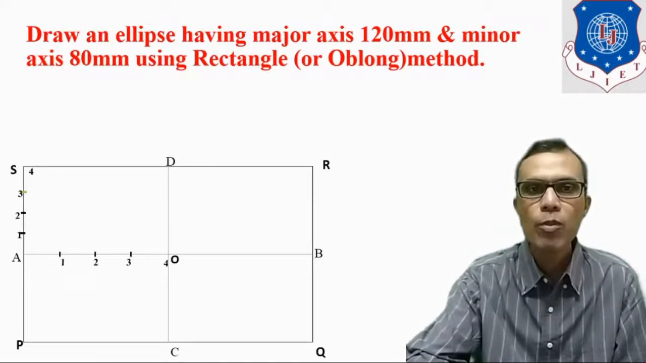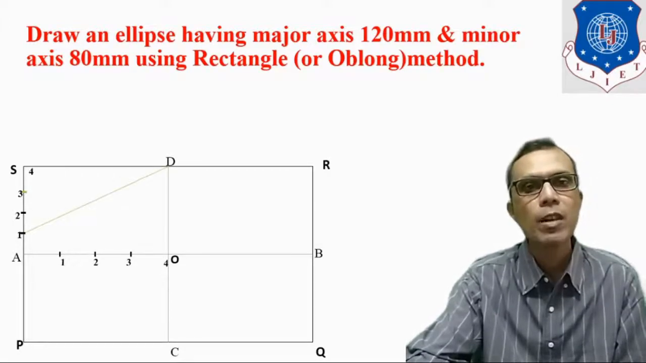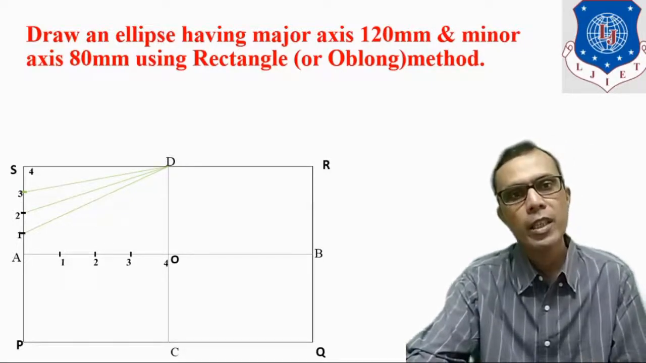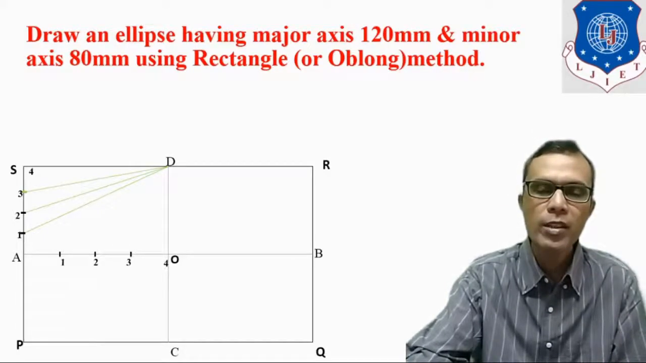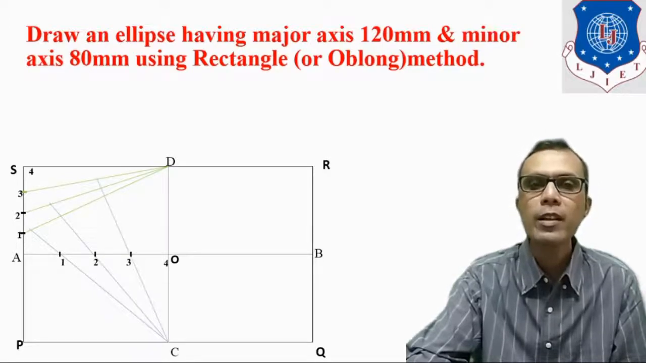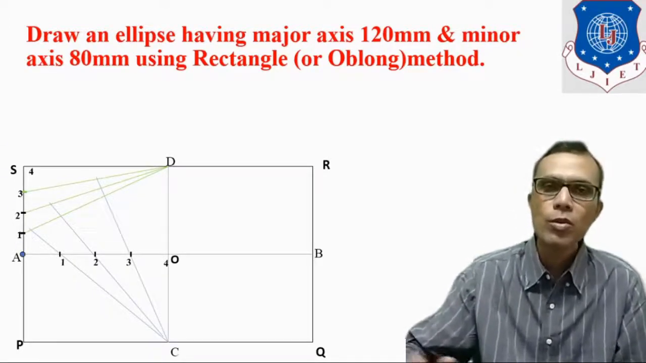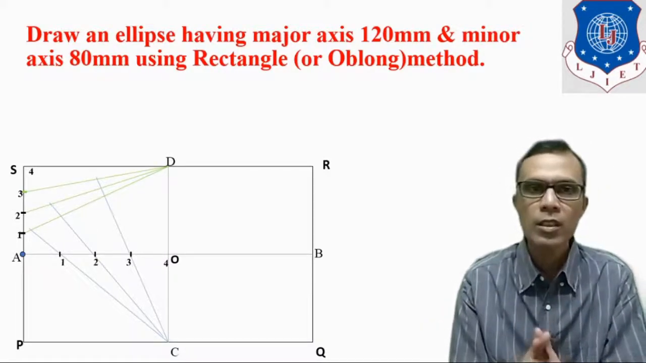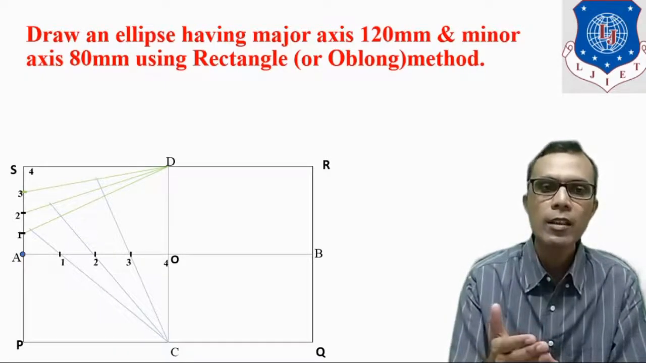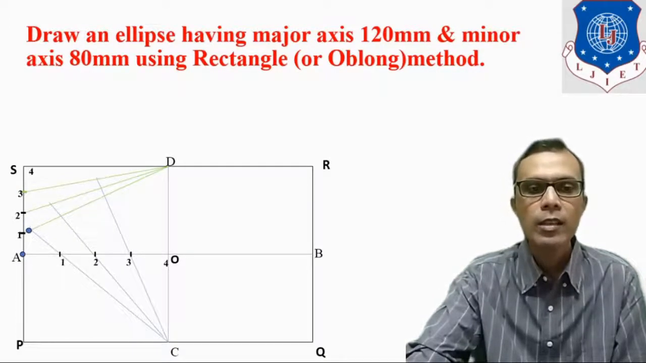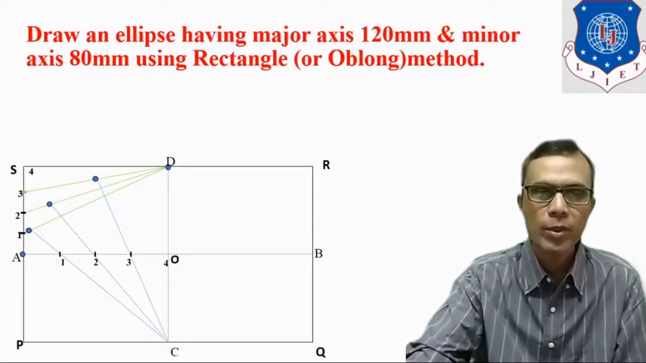Now consider point D of the minor axis. We have to join this D point with division numbers 1, 2 and 3 of the AS segment. Then consider point C of the minor axis. Join point C with division numbers 1, 2 and 3 of the AO part and extend them in the same direction in such a way that we get the intersecting points with the respective lines, like D1, D2 and D3. These intersecting points are the required points of the ellipse.